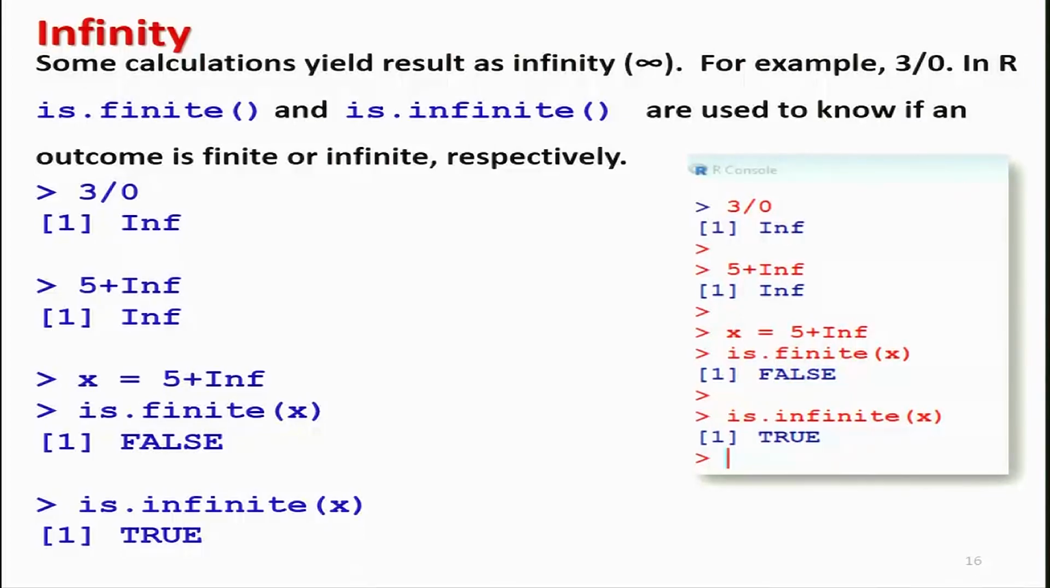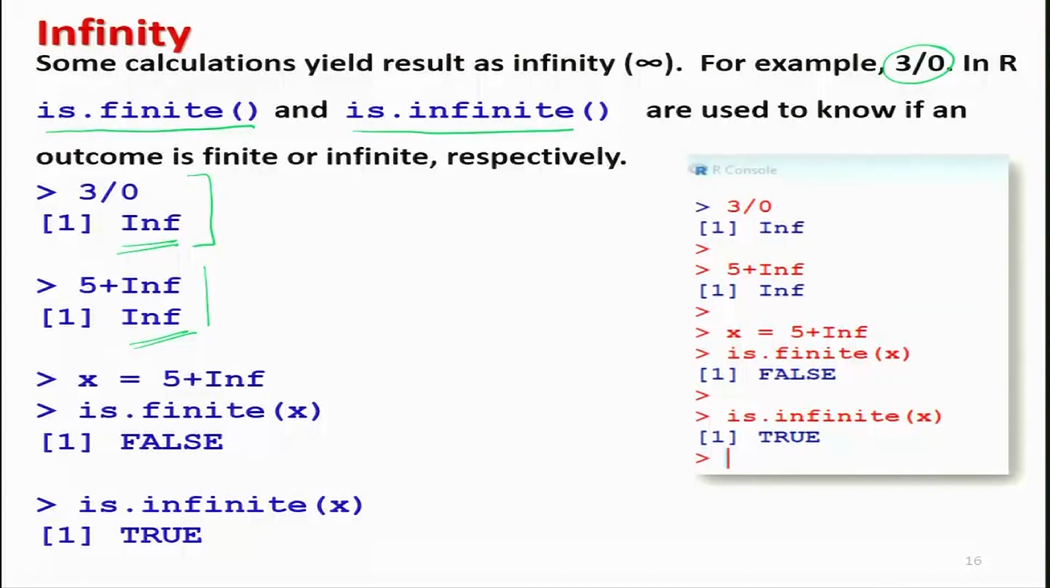In our software, if you want to know whether a number is finite or infinite, we have the commands is.finite and is.infinite. For example, you know that when you divide 3 by 0, the answer is infinity. You can see here in R, if you try 3 divided by 0, the answer comes out to be Inf, which indicates infinity. And if you add 5 to infinity, the answer will again be infinity, or if you subtract, divide, or multiply anything, it will remain infinity.